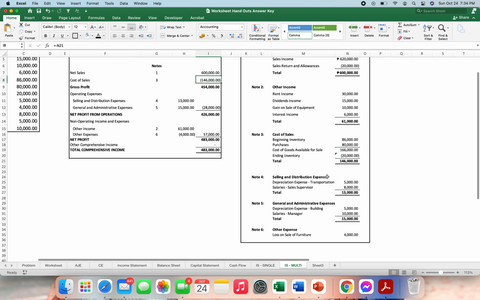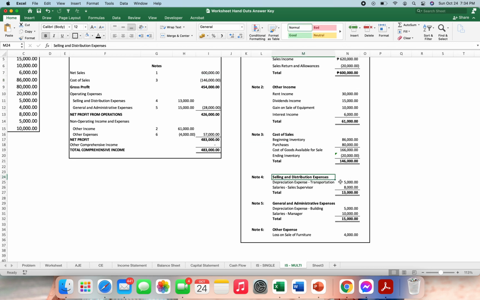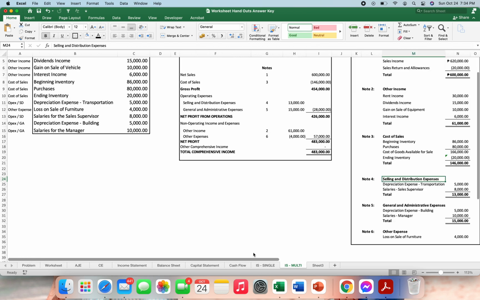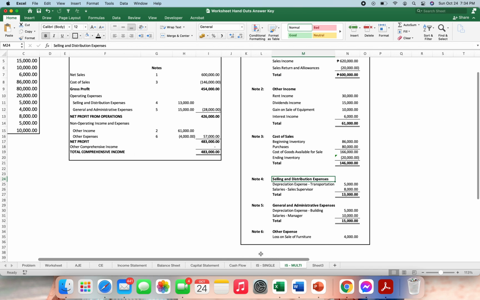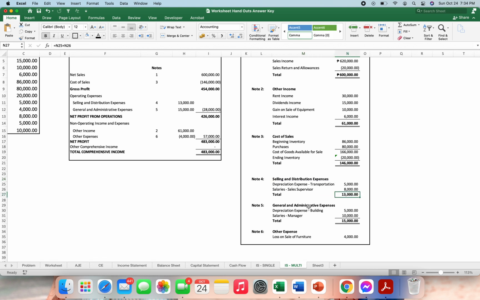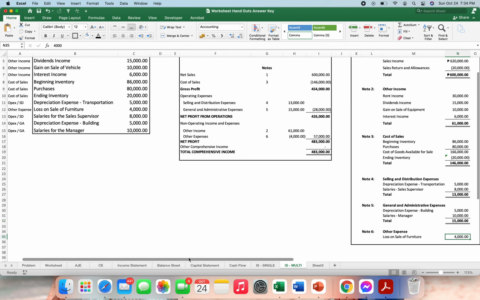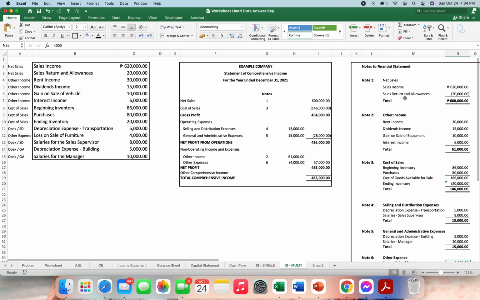Okay? Then selling and distribution, this is the one from earlier. So, when we break it down, the total is 13,000. General and administrative, the total is 15,000. Then lastly, other expense, 4,000. Okay, so now that we already have the breakdown, let's proceed with the notes of financial statement, with the statement of comprehensive income.